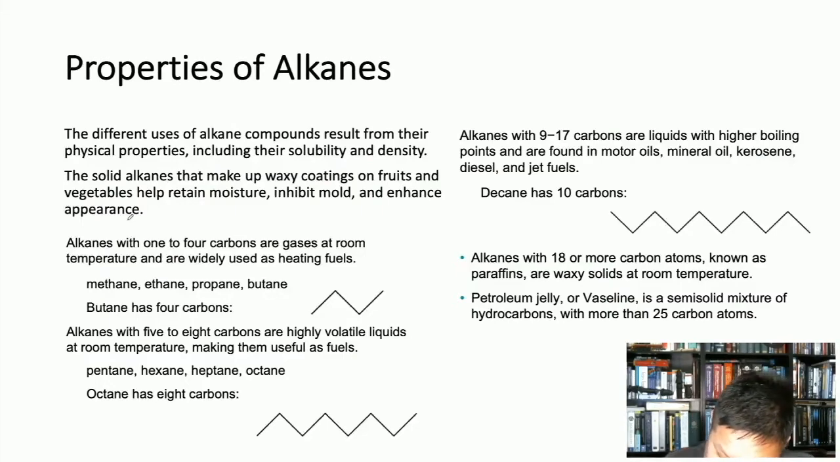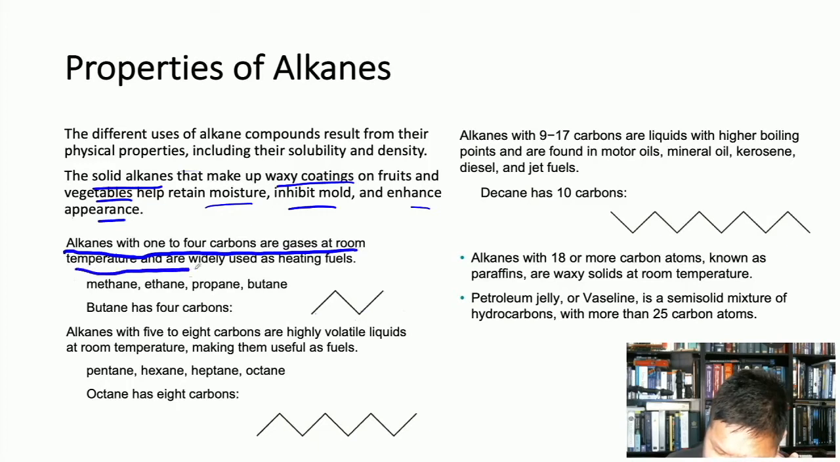For example, solid alkanes can make up the waxy coatings on fruits and vegetables. And that helps them retain moisture, inhibit mold, and enhance the appearance of the fruit or vegetable, the produce, right? So specifically, alkanes with 1 to 4 carbons are gas form at room temperature and are widely used as heating fuels, right? Like methane is used in our natural gas for our stoves, water heaters, and our central heating units in our houses.